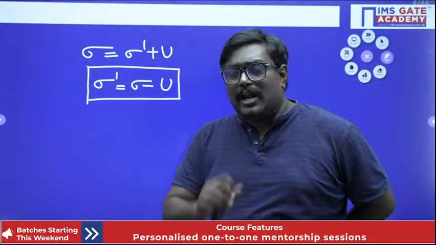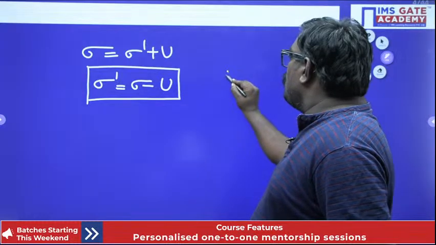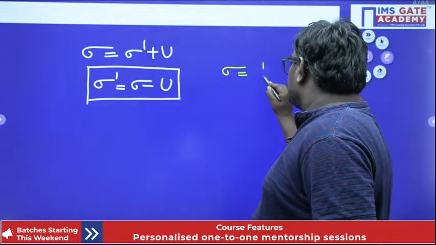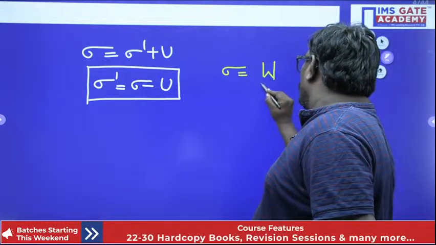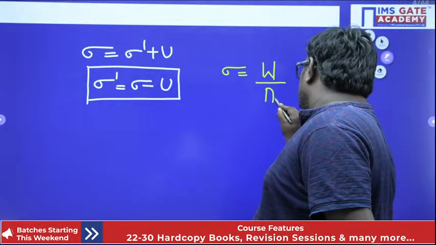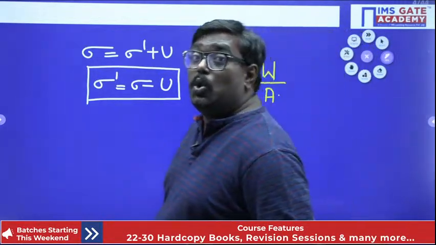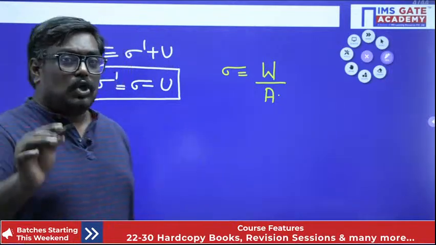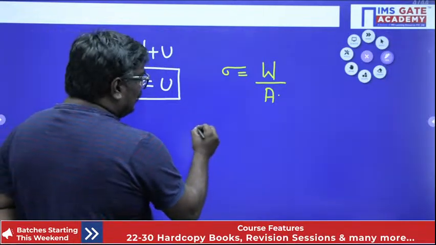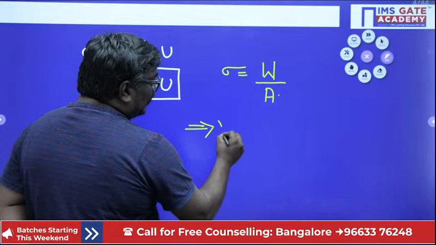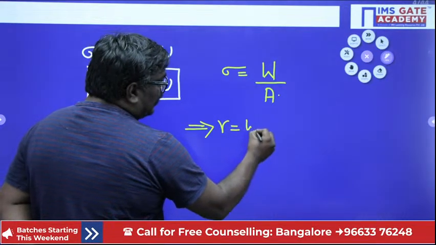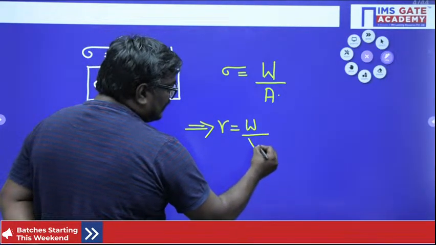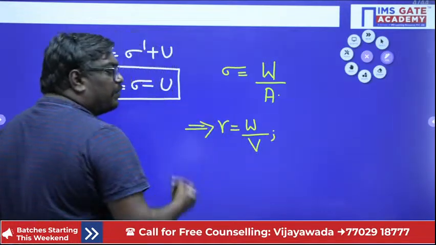And now I'll tell you one important thing. How do you write a stress? Stress is nothing but load upon area. Stress is nothing but what? Load upon area. So my dear students, what is the unit weight of soil? Unit weight of soil can be written as gamma is equal to weight upon volume.